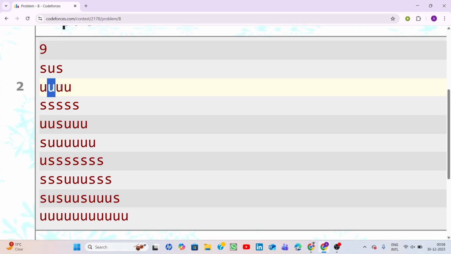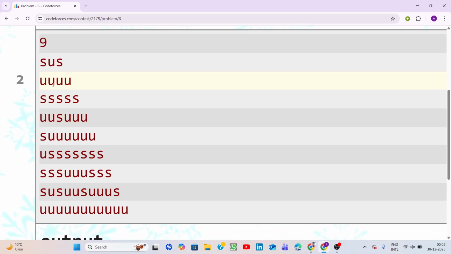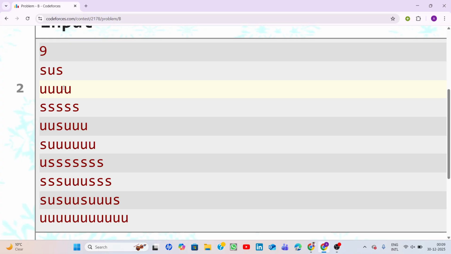After that, we have to check in the u section how we can convert these u into s such that the minimum number of conversions from u to s is required. Okay, so here we can see that if we convert this to s, suppose s is written here, s is written also here, and there are two u's. How can we convert these two u into s?